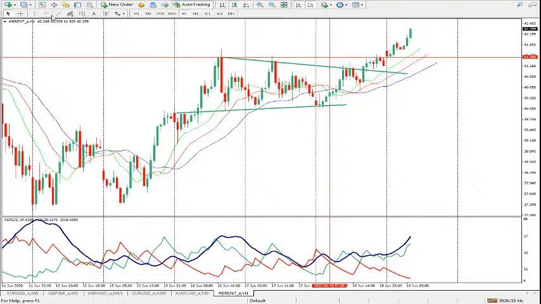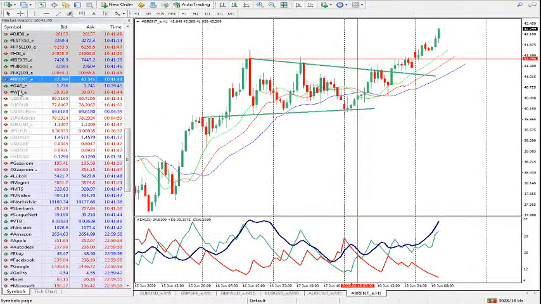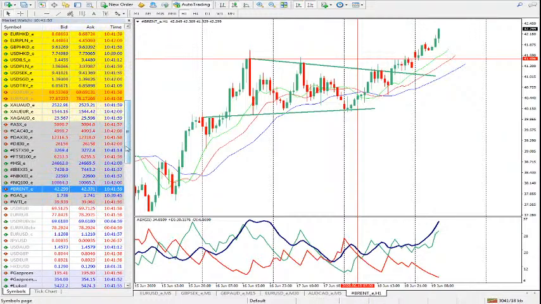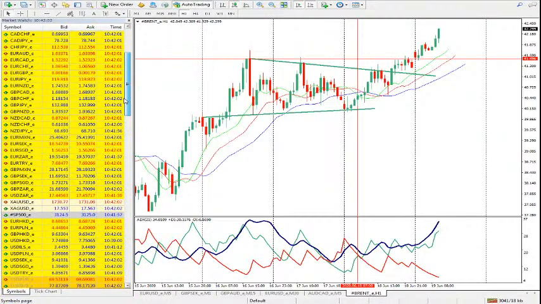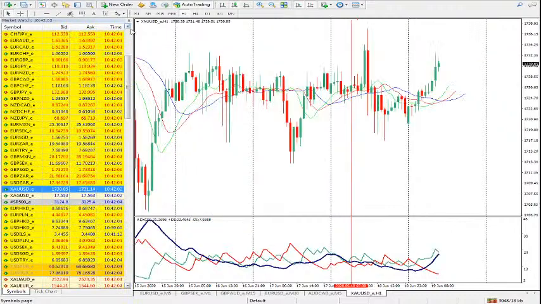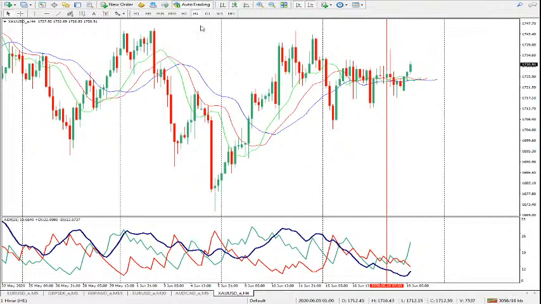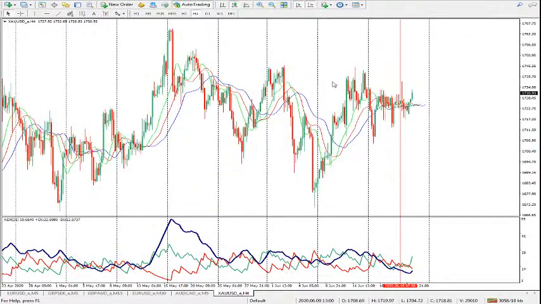So let's see what we have on our next chart. We'll look at gold. Gold is still consolidating. There is no clear direction on this one. So basically with this, let's see if you can get some good trend lines.